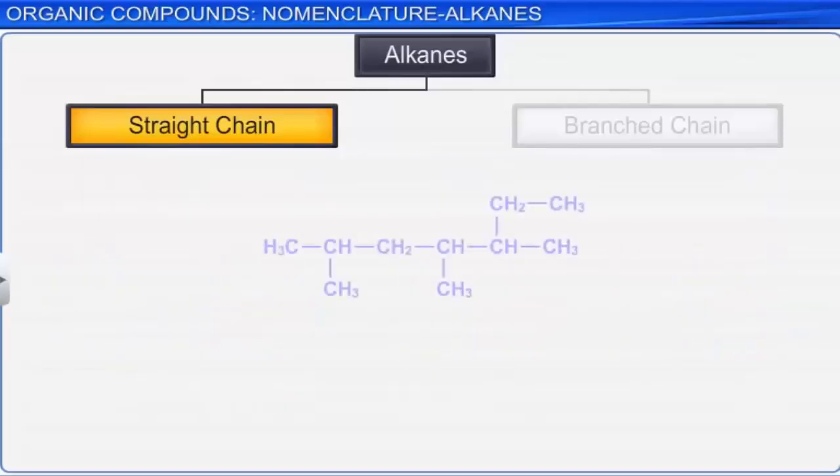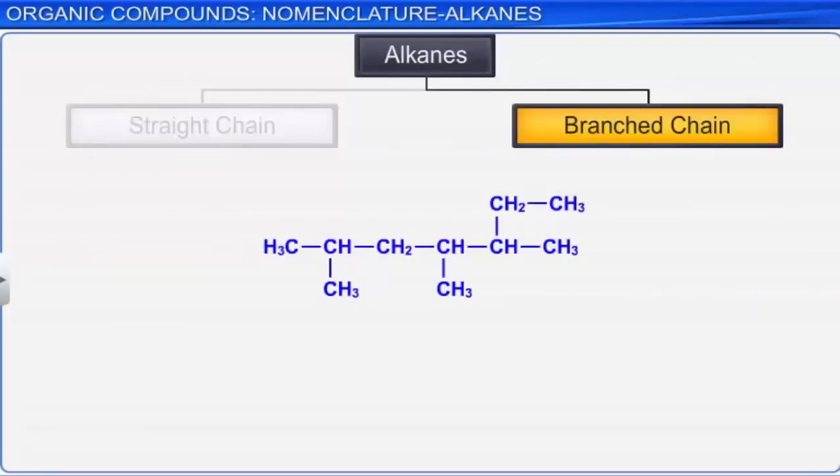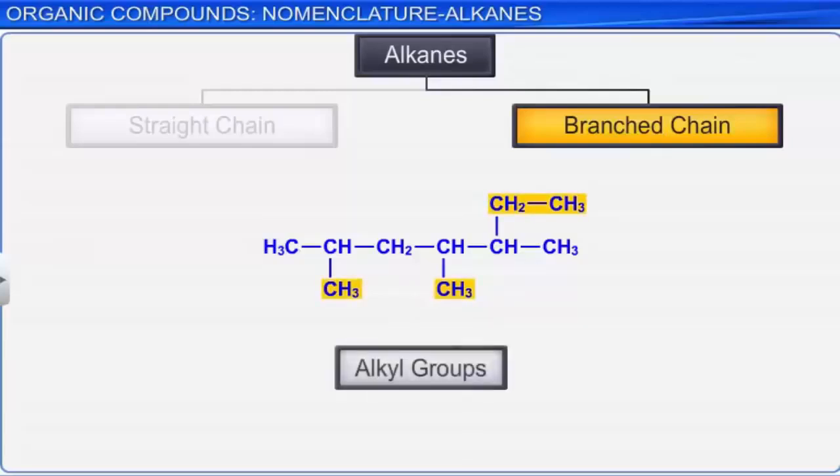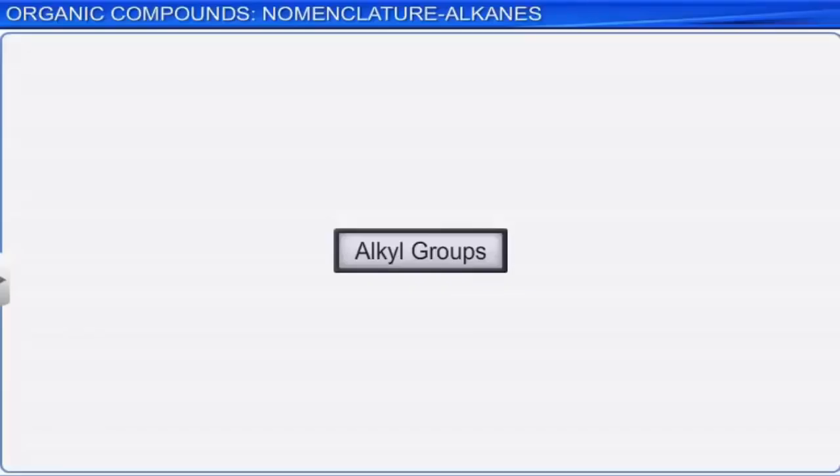Let's look at the trivial and IUPAC names of the branched chain alkanes. Small chains of carbon atoms attached at 1 or more carbon atoms of the parent chain is said to be a branched chain. These small chains of carbon atoms are called alkyl groups. Let us briefly study about the alkyl groups.